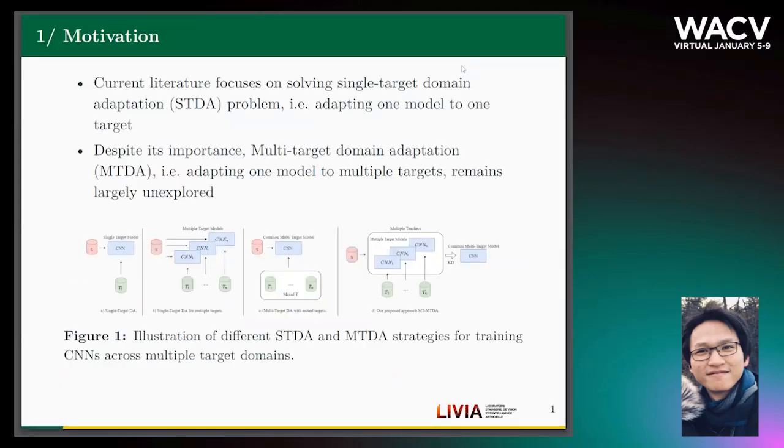Currently in literature, most techniques focus on solving the problem of single target domain adaptation, STDA, meaning adapting one model to one target. Despite its importance, multi-target domain adaptation, MTDA, where we adapt one model to multiple targets, remains largely unexplored. There are currently several trivial ways to solve the MTDA problem. For example, we can have one model per target domain. However, this approach is very costly and remains impractical.